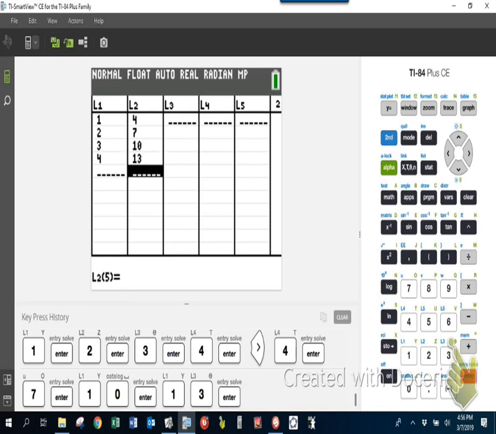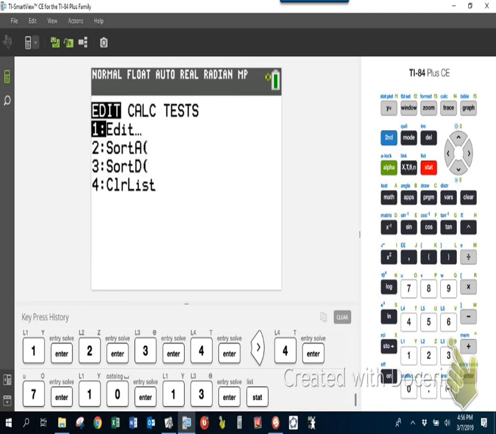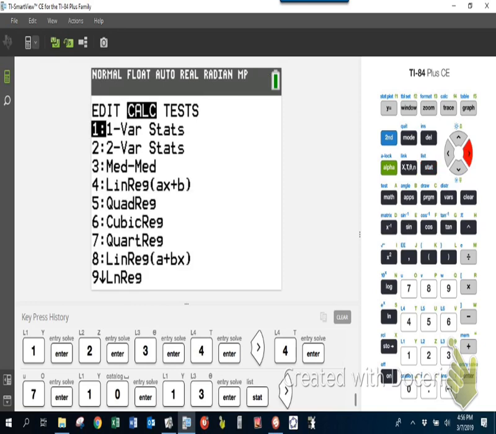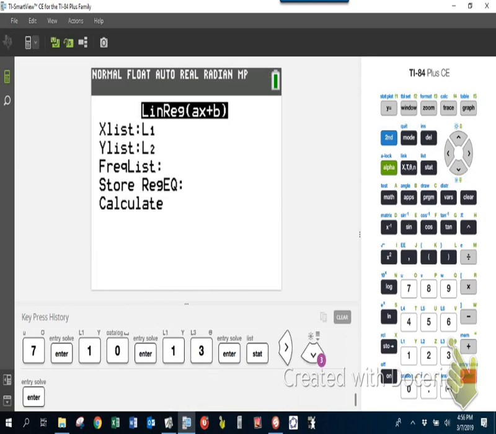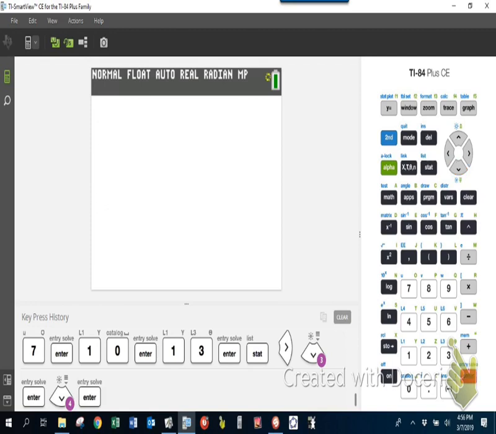Okay. And then from here, you're simply going to go to Stat, Calculate, and then option number 4. Remember that ax plus b represents mx plus b. And then I simply just calculate. So this is going to tell me my answer.